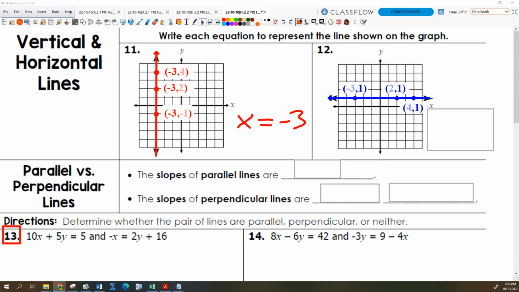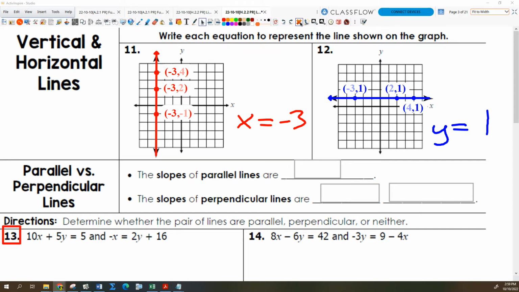Okay. So using that same logic, what would the equation of the horizontal line in number 12 be? Y equals 1. Because again, the y coordinates are all 1. X could be anything, but the y coordinate is always guaranteed to be 1.